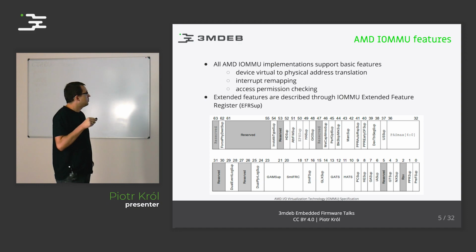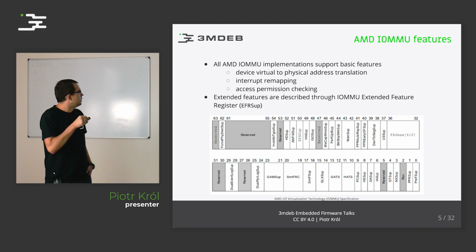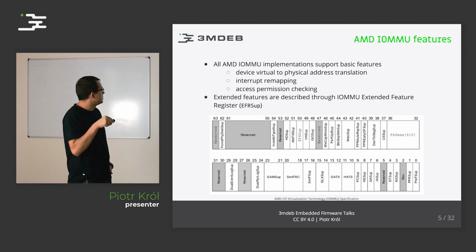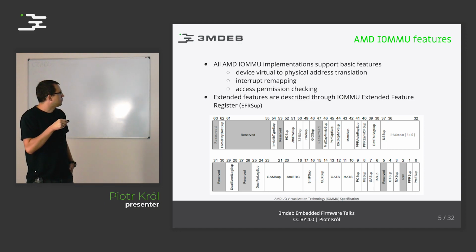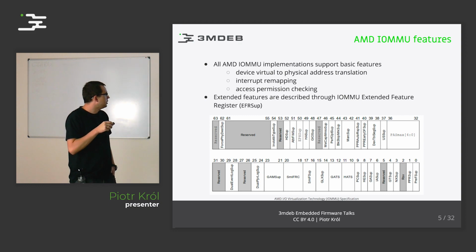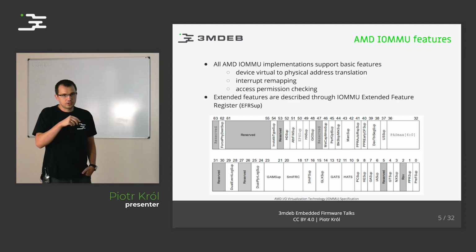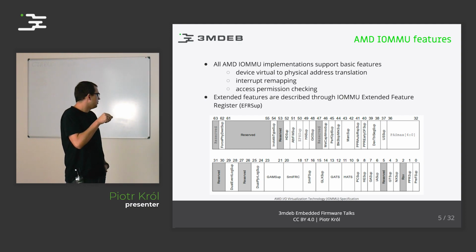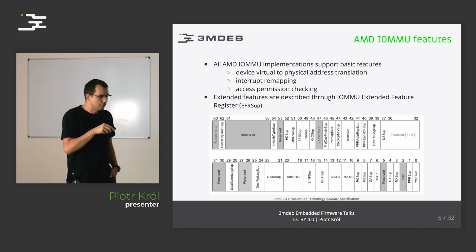Okay, so the basic features that are always supported in all AMD IOMMU implementations are things like device virtual to physical address translation, interrupt remapping, and access permission checks. So these are always enabled. Other things can be enabled through the register called EFR, which stands for Extended Feature Register support. This register is quite big, it's 64-bit. Of course, we have various neat things here. I will not go through all the details because this is like 200 pages of spec. What's interesting is that we have quite a lot of reserved bits, which AMD doesn't want to tell us about. And yeah, that's mostly all. This came from the AMD IOMMU spec.